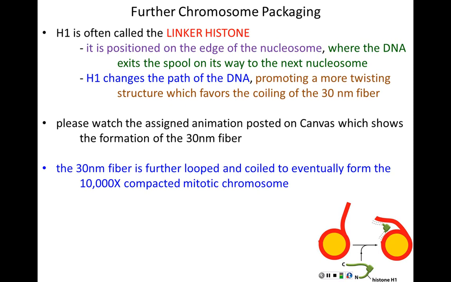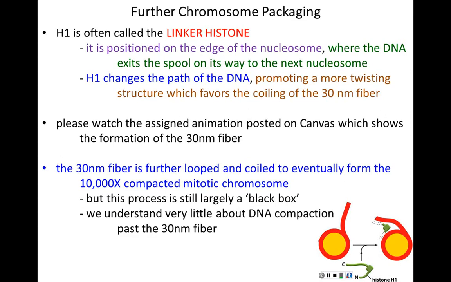Now, once you've made the 30 nanometer fiber, that rope of nucleosomal DNA is itself further looped and coiled to eventually form the 10,000-fold compacted mitotic chromosome. But this stage of compaction is pretty much still a black box. What I mean by that is we don't really know what's going on. No one really knows what's going on.